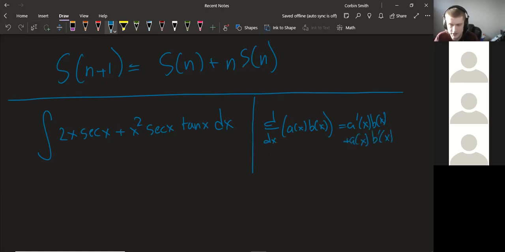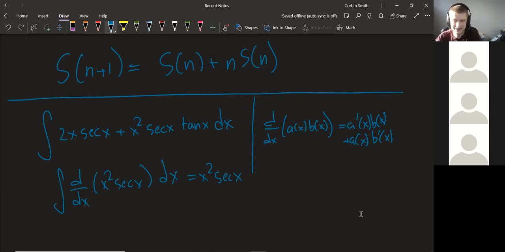Because it almost is exactly the same thing we were just talking about, actually. So what we have is that this thing is equal to, so that's just equal to x squared secant x.